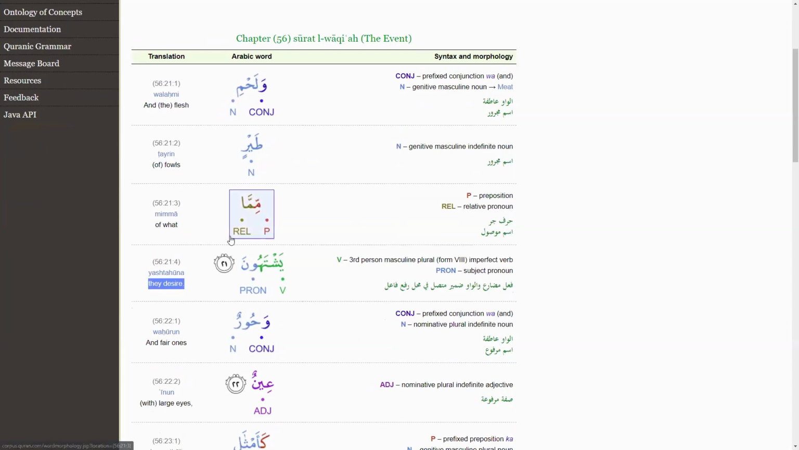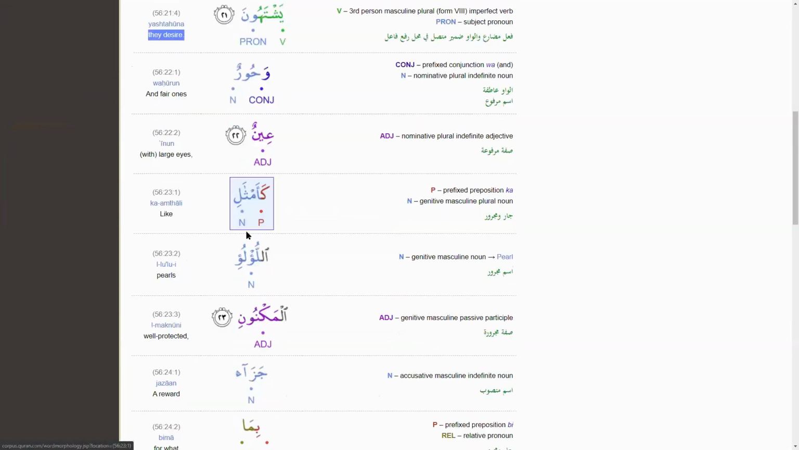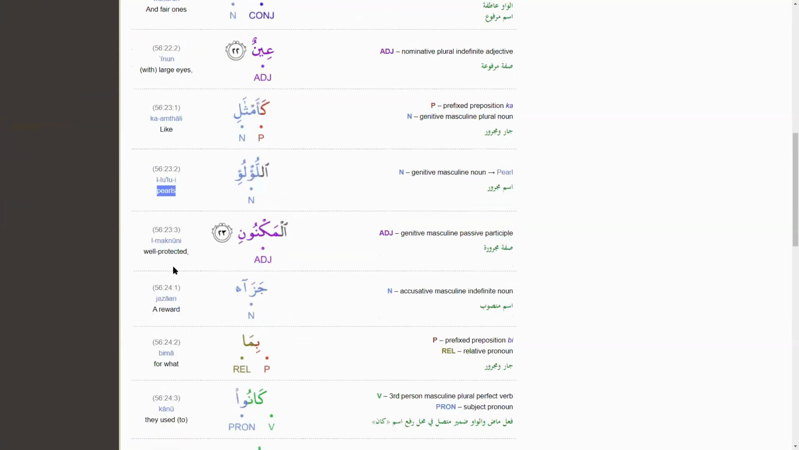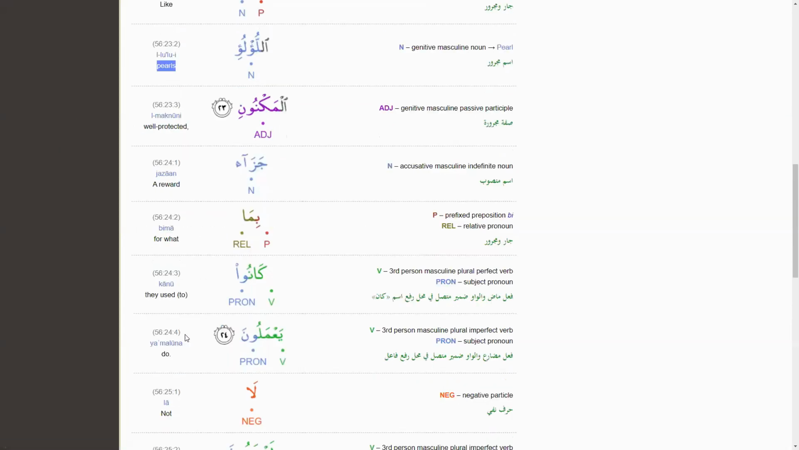وحور عين. There'll be companions, the fair ones, وكأمثال اللؤلؤ المكنون, like pearls, well protected. And he says all these things are what? جزاء بما كانوا يعملون. All these are a reward for what they used to do.